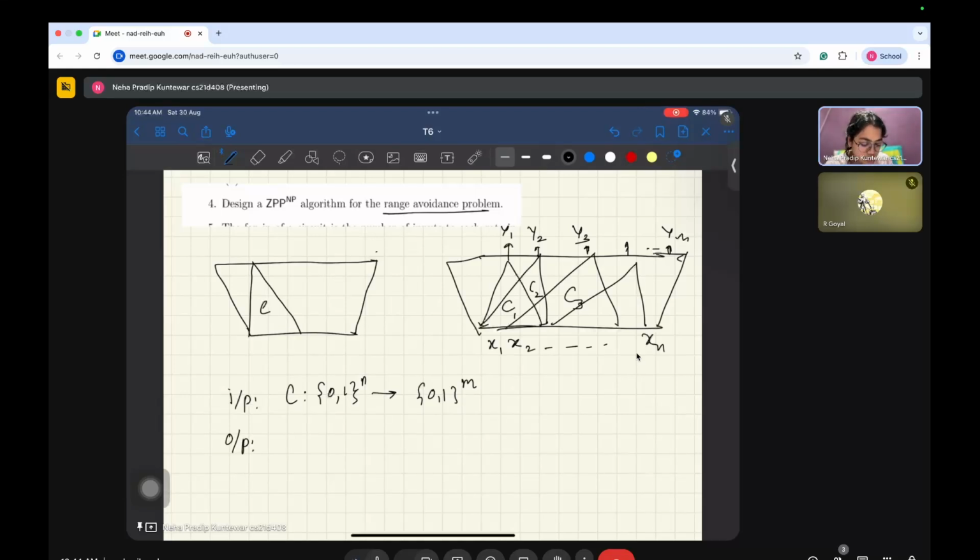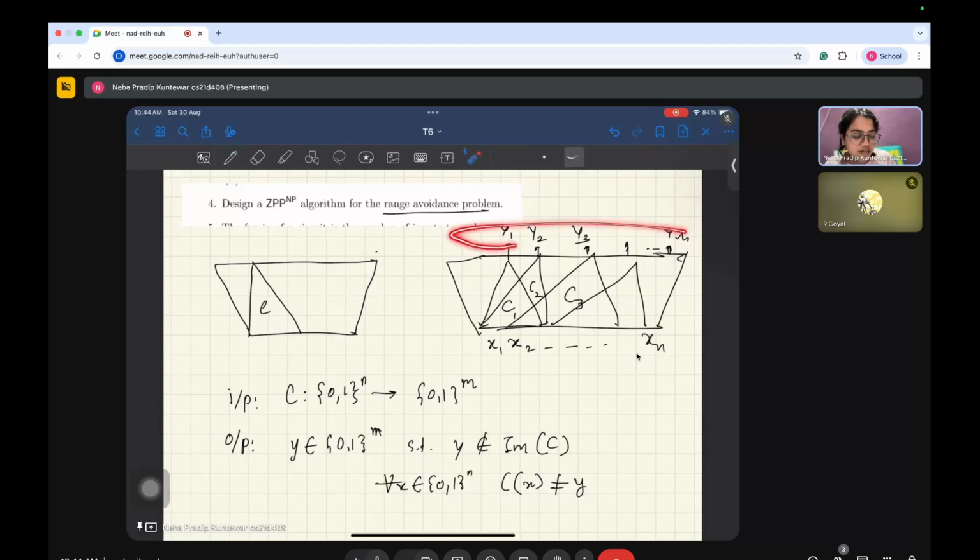This is what is given as input to us. And the output that you want to give is a y, which is an m-bit string, such that y is not in the image of C. That is, no matter what input we give, the circuit cannot produce that particular output. So this particular 0-1 assignment cannot be achieved no matter what inputs we give. So that's the question. This is not a decision problem because I'm asking for an explicit y.